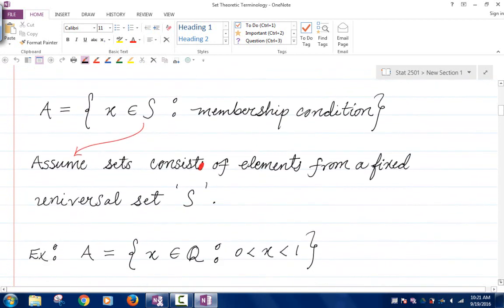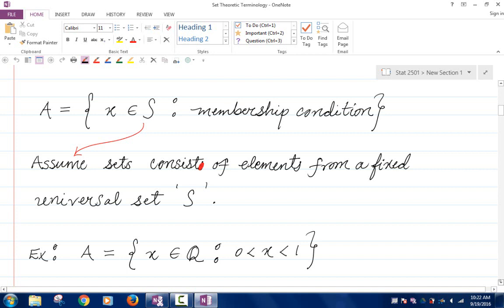So we will always assume that every set consists of elements from a fixed universal set S. And as an example, let's take cap A to be the set of all elements x in the rational numbers, so the collection of all rational numbers x such that x is between 0 and 1. The condition here is x has to be between 0 and 1. And before that, we are specifying where x is coming from. What universal set x is coming from, and then I have the condition.